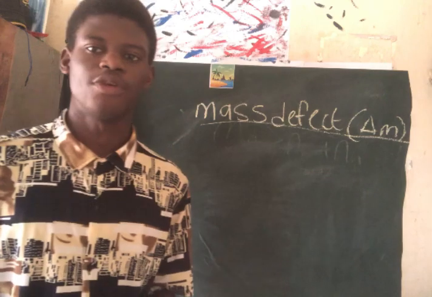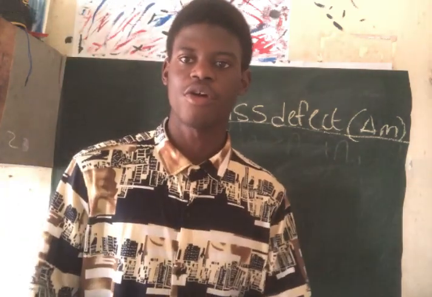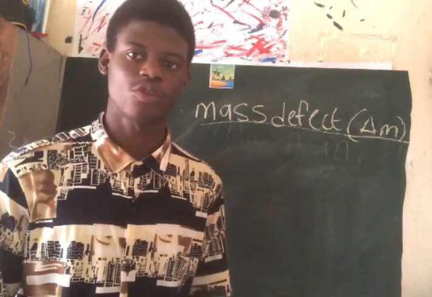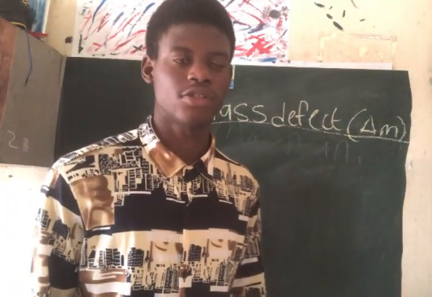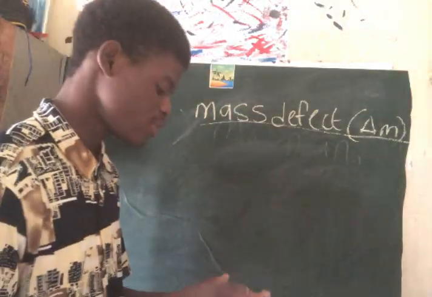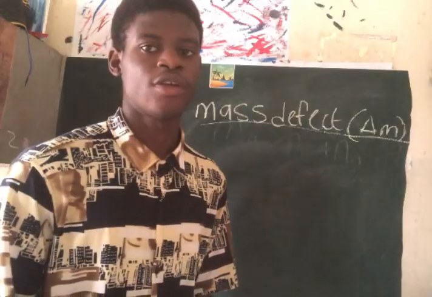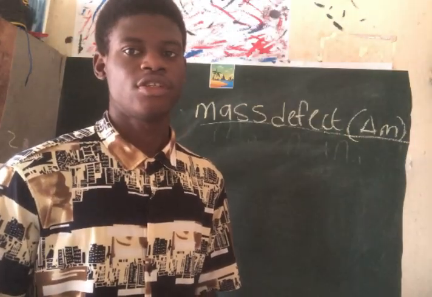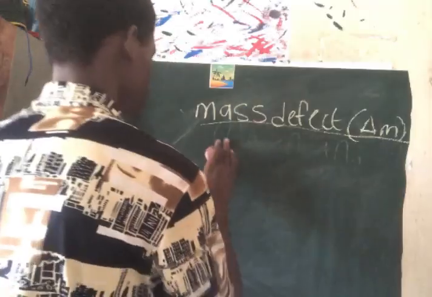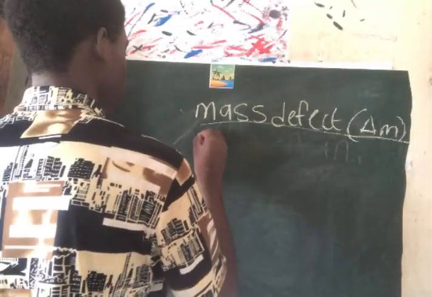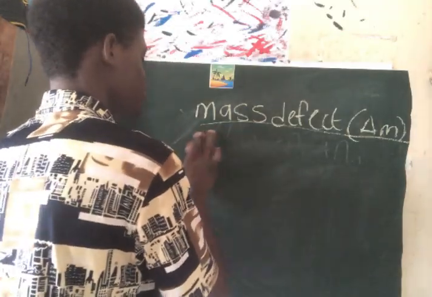It's not supposed to be that way, because since it's the number of protons and number of neutrons that determines the mass of an atom, it's supposed to be equal. But scientists found out that it's not equal. And the reason for that is the energy released from the atom. So that's how you calculate the mass defect.